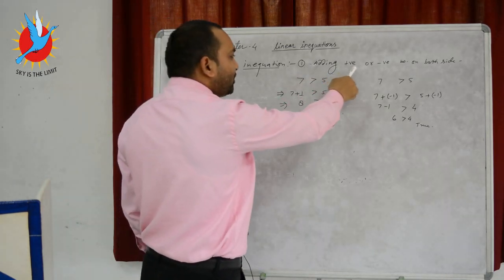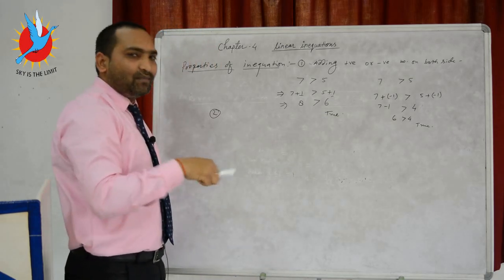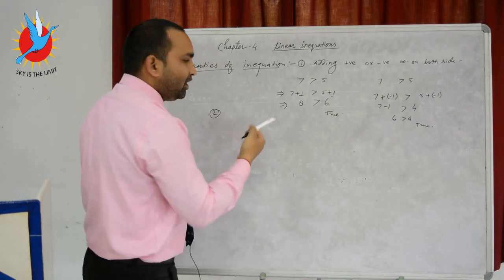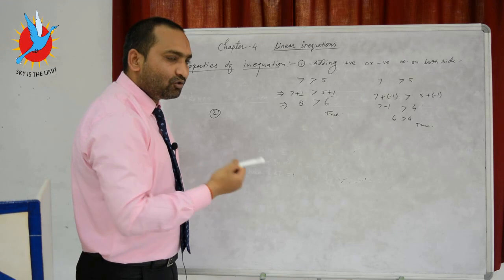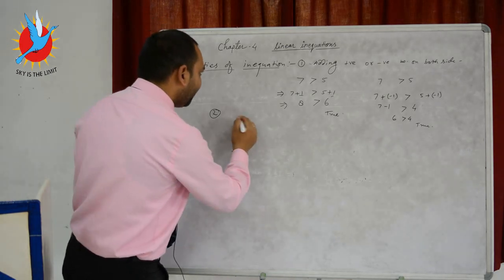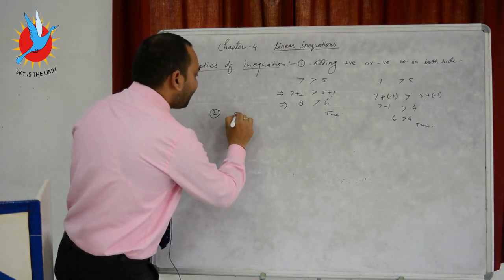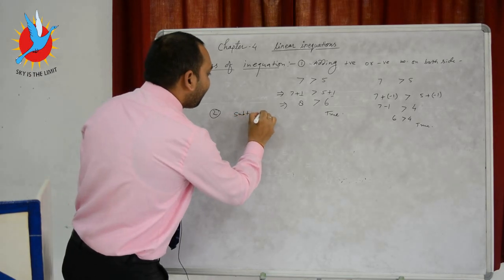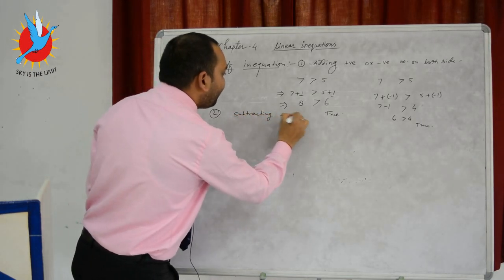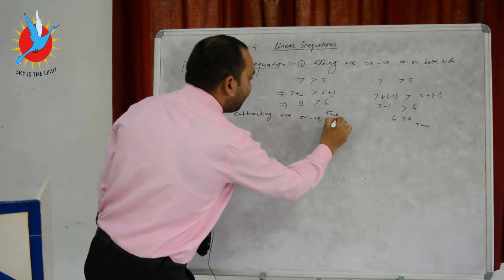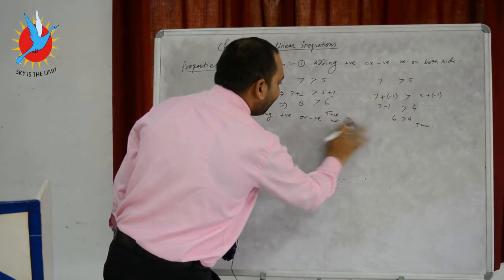Second, subtracting any positive or negative number on both sides of the inequation, then what happens? Will the inequality change or not? So we see here, subtracting a positive or negative number on both sides.